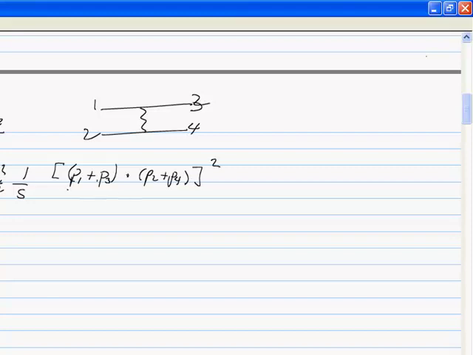It's that quantity squared divided by P1 minus P3 squared plus epsilon squared. Okay. So that was our cross-section.